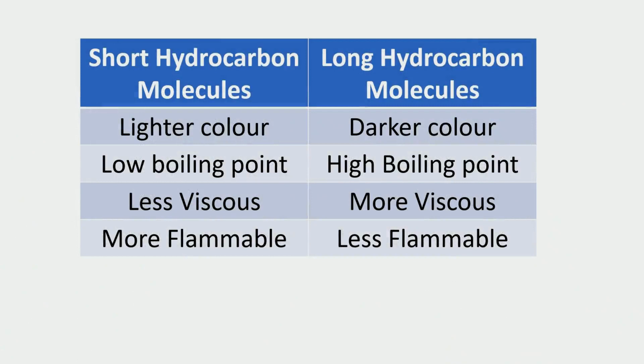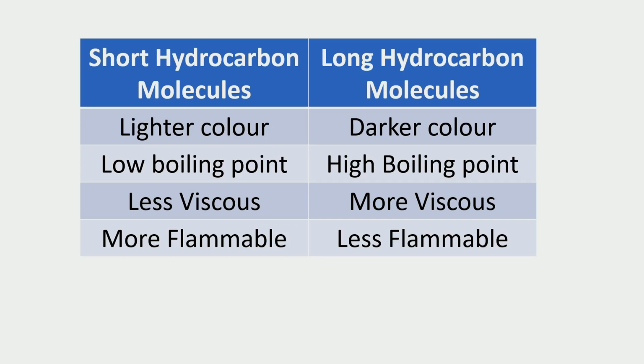Let's summarise the properties of hydrocarbon molecules. The short hydrocarbon molecules are lighter in colour, they have a lower boiling point, they are less viscous, in other words they're runnier liquids, and they're more flammable. The longer hydrocarbon molecules are darker in colour, they have a higher boiling point, they're more viscous, and they're less flammable.